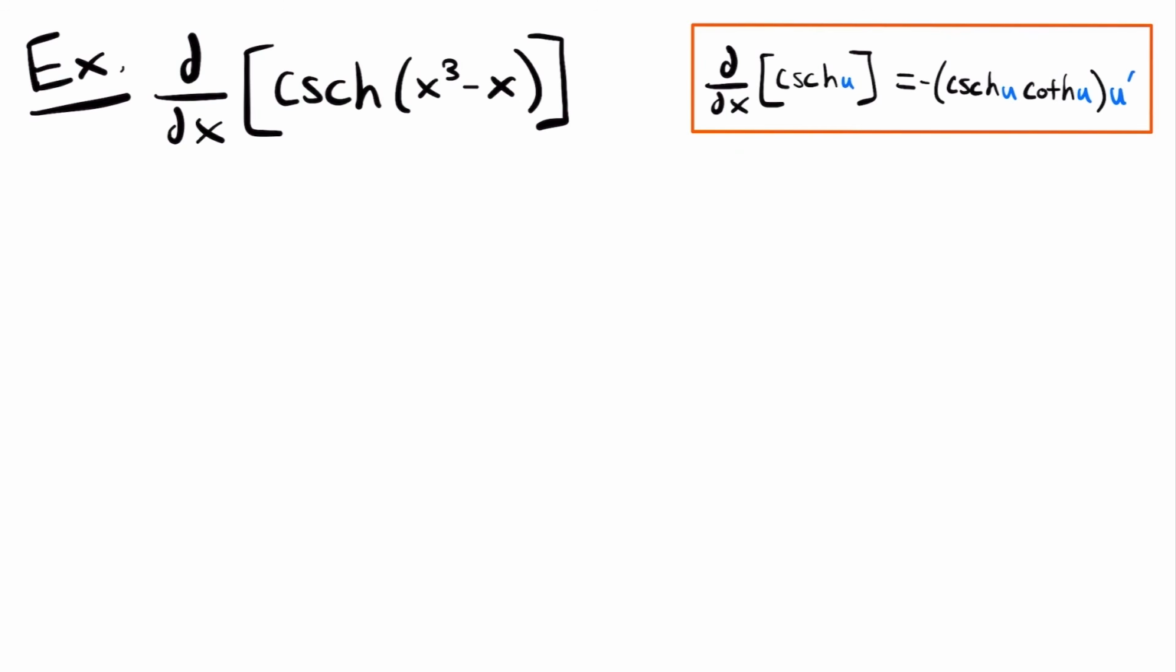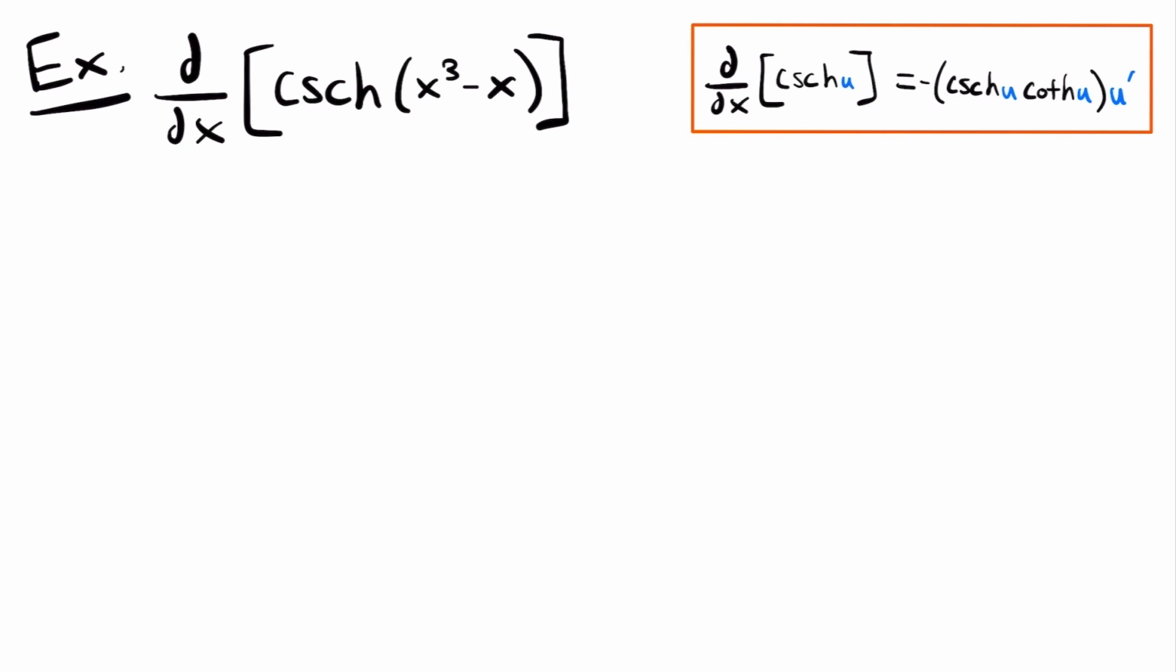All right, so for our last example, we have the derivative of hyperbolic cosecant of x cubed minus x. And in order to take the derivative of this function, we will need to know the derivative rule for hyperbolic cosecant, which says that it is equal to negative hyperbolic cosecant times hyperbolic cotangent times the derivative of the inside function. And so in this case, u, that inside function, is x cubed minus x. And so we are going to need to worry about multiplying by the derivative of that inside function in this case, because it is a function other than just x. And so the derivative is not going to be just 1.